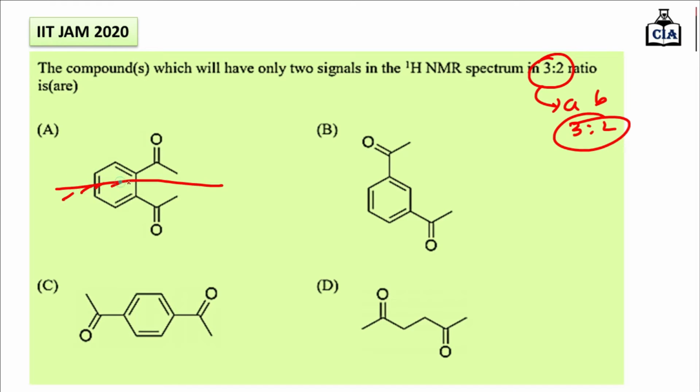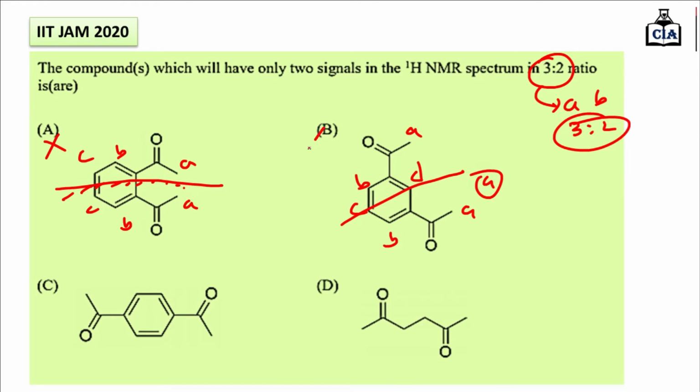Here is the plane of symmetry. Here is 1 type, this is B type proton and this is C type. So compound A will give a total of 3 signals, so A will be the incorrect option. In compound B, this is the plane of symmetry passing through these carbon atoms. This is A type proton, this is B type, this is C type and this is D type. So the total number of signals will be 4.